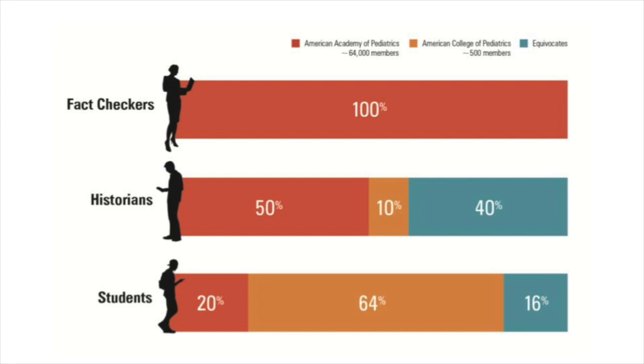Students read differently. What they found was that students were more likely to be certain than their expert historian co-participants in this survey. But the majority of them saw the references, saw the abstract, saw the credentials of the author, and said, oh yes, the College of Pediatrics is the legitimate site. We have relatively small groups on either side who selected the Academy or were a bit unsure.